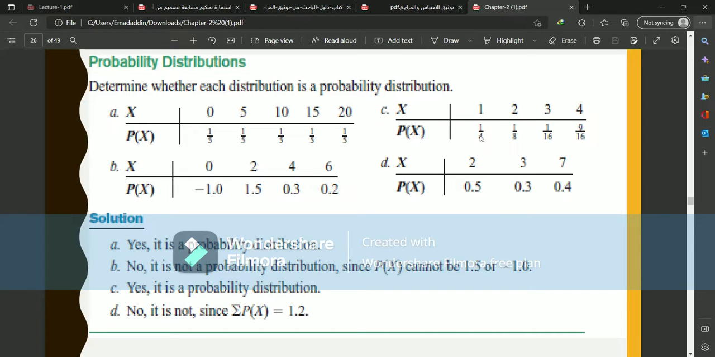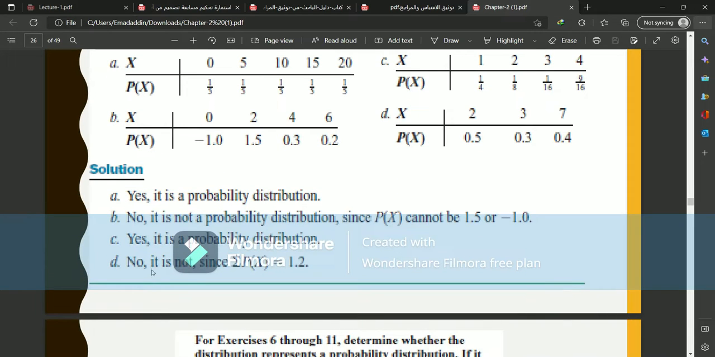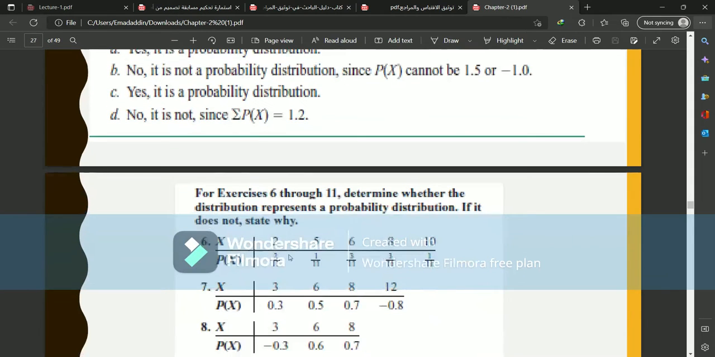So we have 1 over 4 times, if we multiply 1 over 4 with 1 over 4, we will have 1 over 16, and 9 over 16. No, it's not, since the summation of P(x) equals 1.2. If we sum these, we will have 1.2.